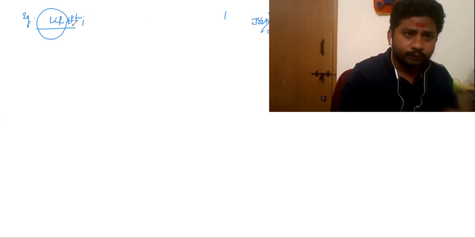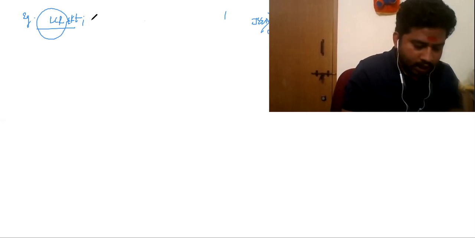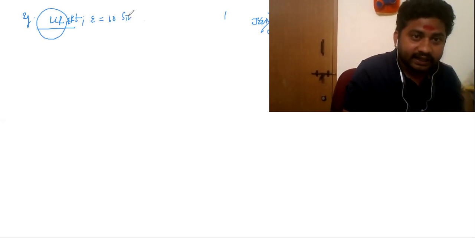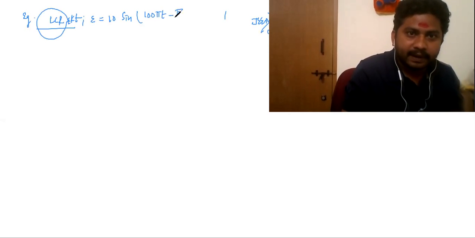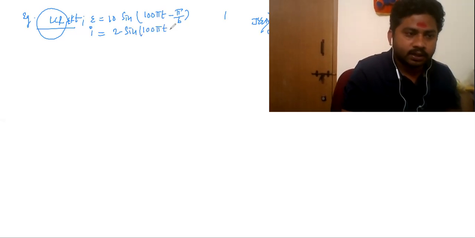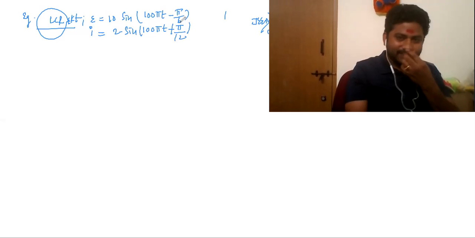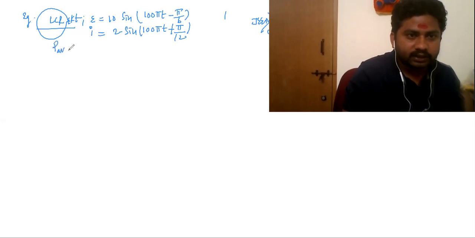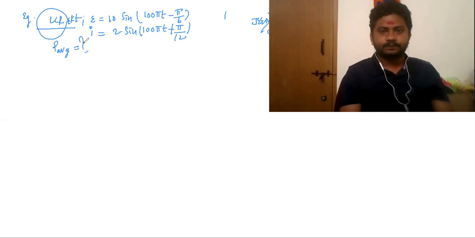Now, given there is an LCR circuit, and here E is equal to, they gave, 10 sine (100 pi t minus pi by 6). And the current value they gave as, similar to the previous question, 2 sine (100 pi t minus pi by 12), it's plus, right? So it's plus here. So here, what is the average power dissipated? Average power dissipated is the question.